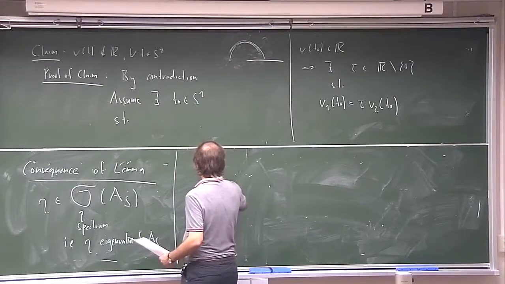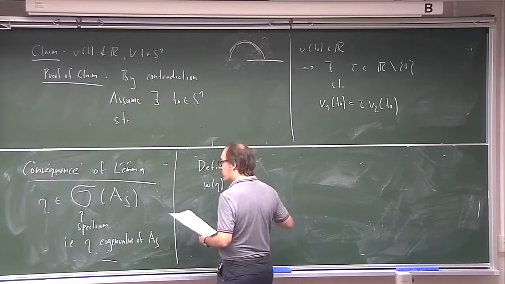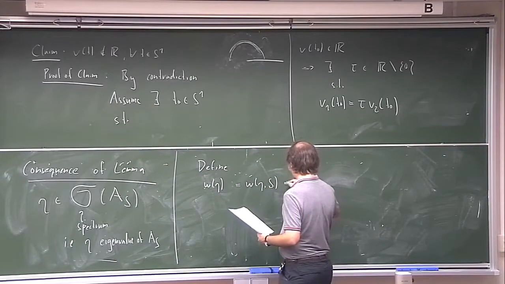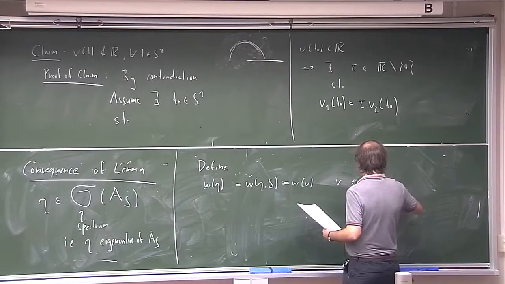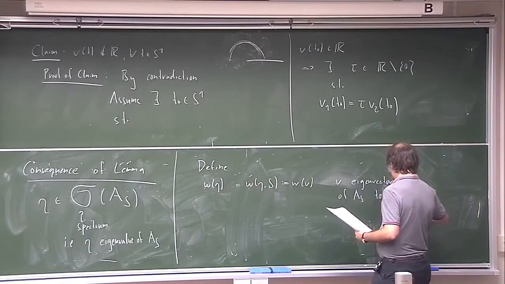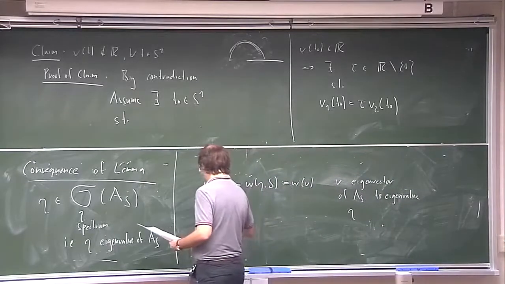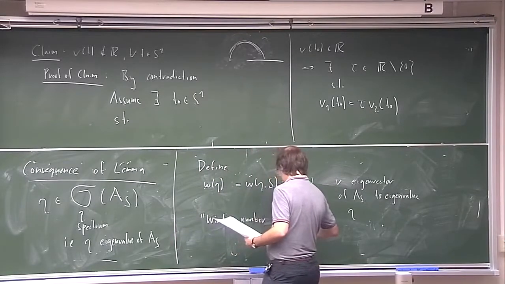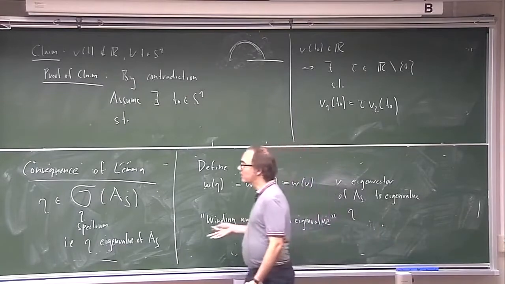And now we can define the winding number of eta. It depends, of course, on S, but this is just W of V, where V is an eigenvector of AS to the eigenvalue eta. So this is the winding number of an eigenvalue. By the lemma, it's well defined.